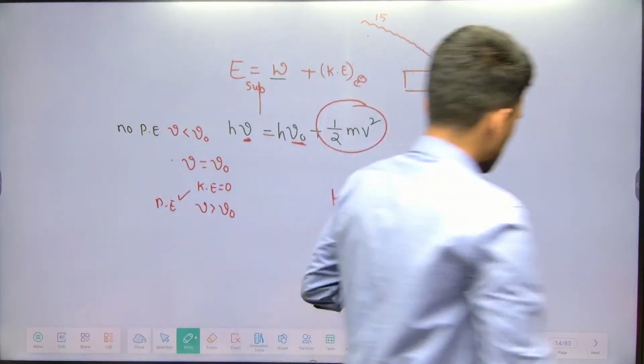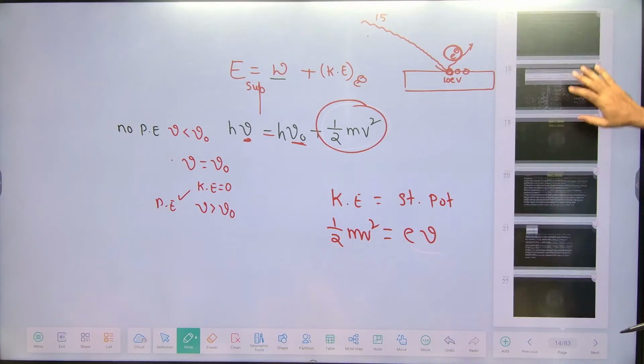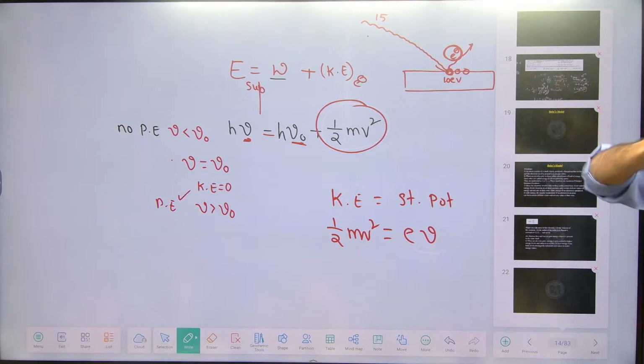Okay, then the remaining things you can discuss in the physics. If not, I will only explain based on your approach towards the questions. You practice some questions, you come to me, we will discuss further. Okay, the next, yes.